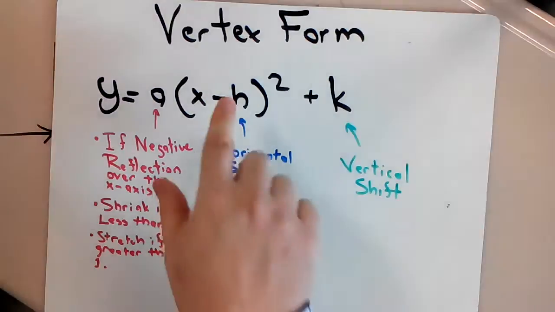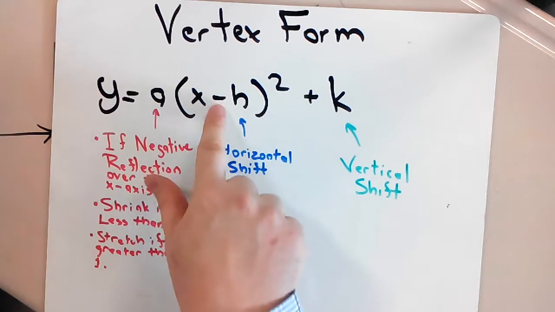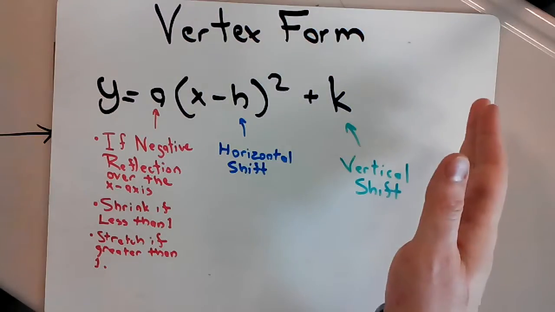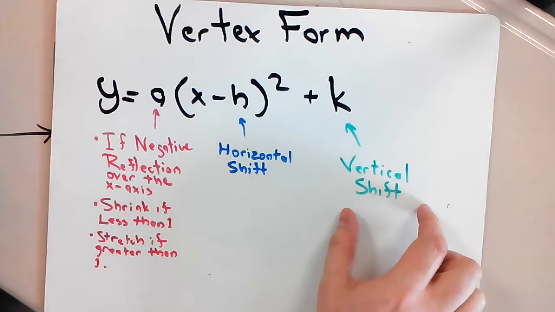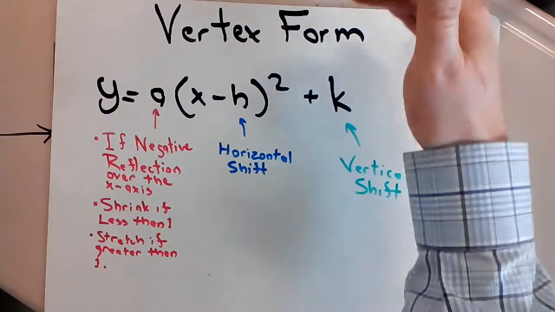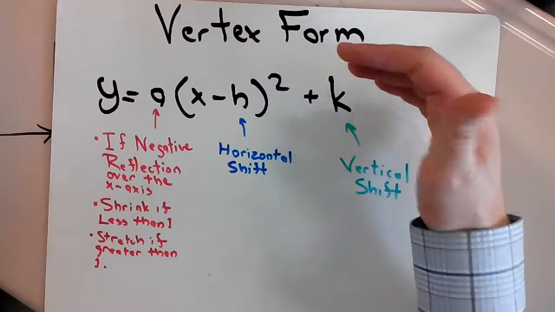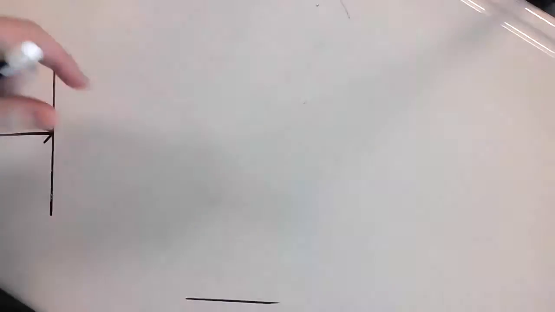H is a horizontal shift, but remember, we changed this when we pull this out. So if this was -2, it would be a shift to the right. If it was +3, it'd be a shift to the left. And then K is the vertical shift, which we keep. So if this was +4, we'd shift up. If it was -2, we shift down. Okay, let's take a look at a couple of examples.